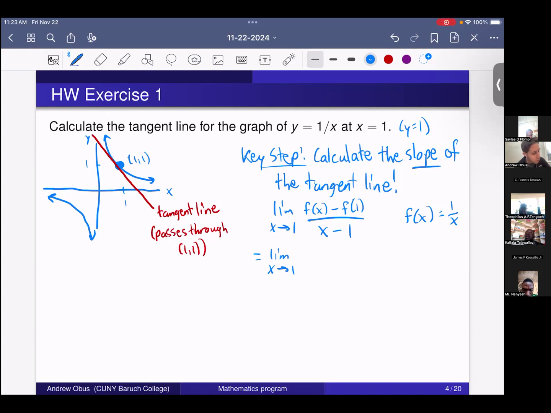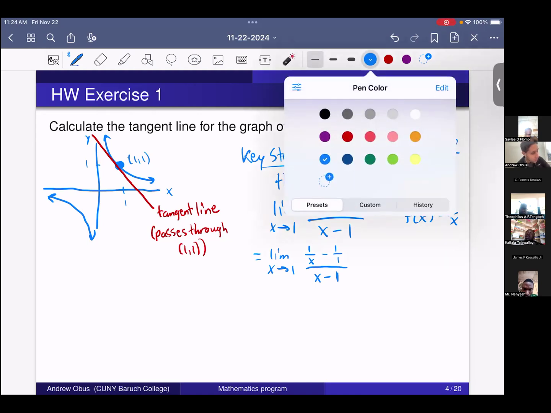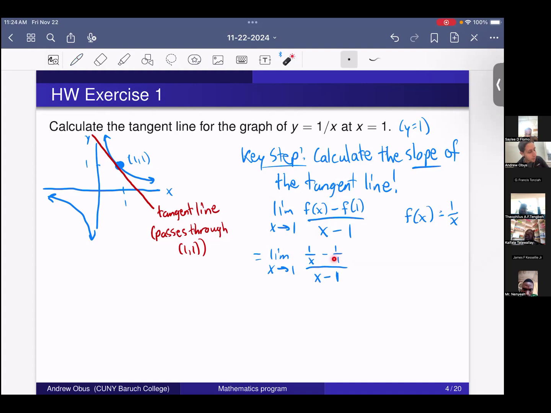So if f of x is 1 over x, this is the limit as x approaches 1 of 1 over x minus 1 over 1, divided by x minus 1. So this is a very complex fraction. We need to simplify this to make it make any sense. So the common denominator up here is going to be x.